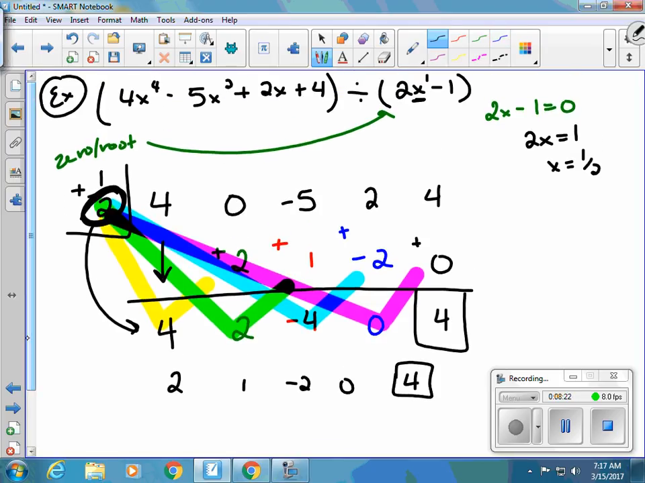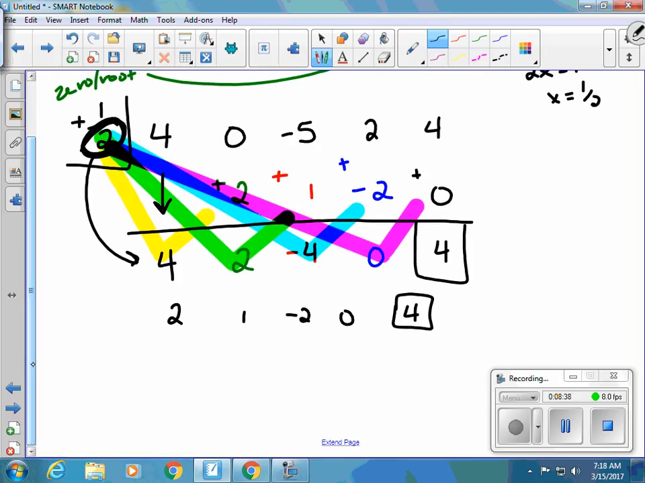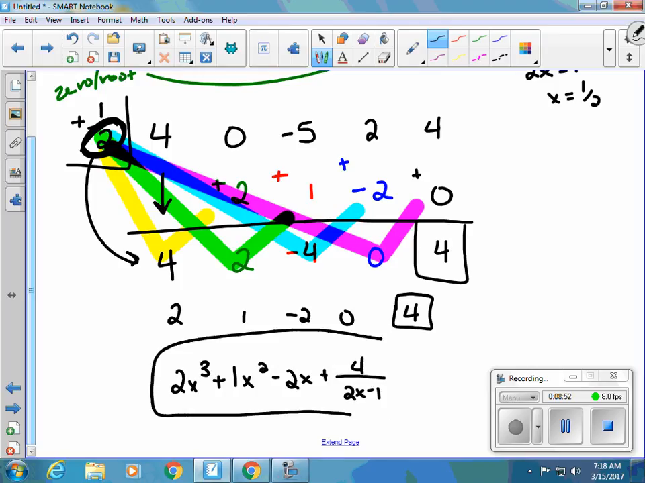The reason being is because you've got this 2x minus 1. And so when you have that there, you've already taken care of the root when you took it as 1/2. So you've got to reduce everything else. But because the remainder is left over that 2x minus 1, that's why you don't need to reduce that. So we've got 2x cubed plus 1x squared minus 2x plus 4 over that 2x minus 1. I am sorry, that is my fault. I forgot about that, but good thing I caught it before letting you loose.